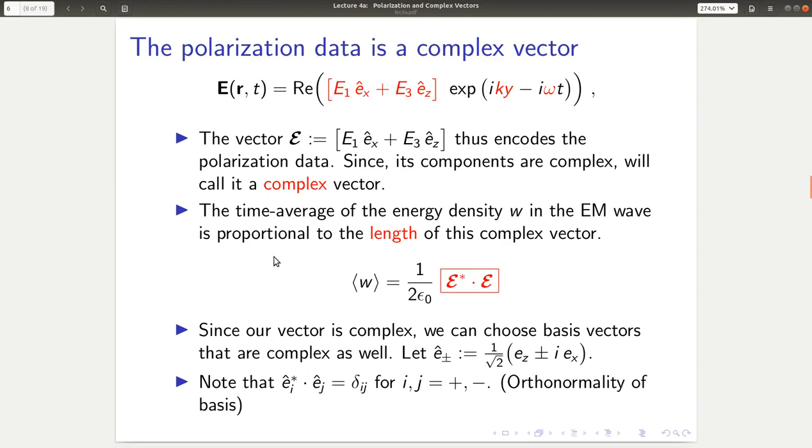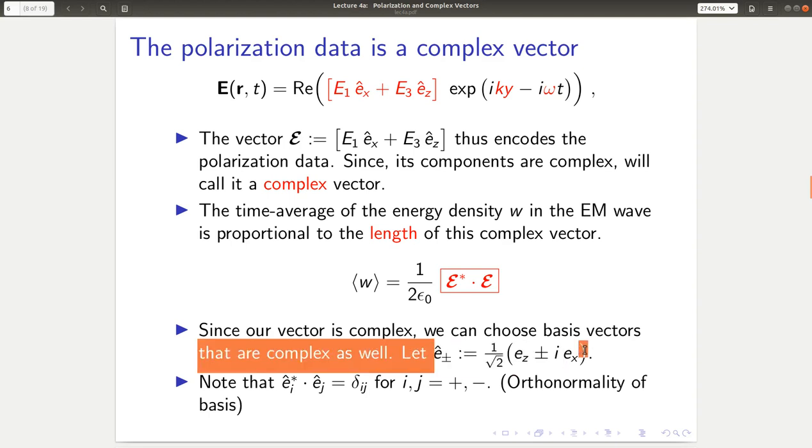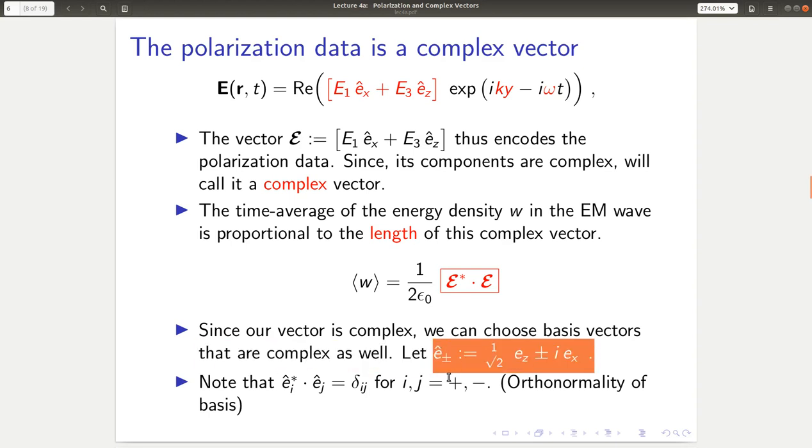Okay. But since our vectors are complex, we have the freedom to choose basis vectors that are complex as well. So one example would be to choose E plus minus to be 1 by square root 2 times (z-hat plus or minus i x-hat), and the reason I choose z before x here is because we want a right-handed coordinate system.